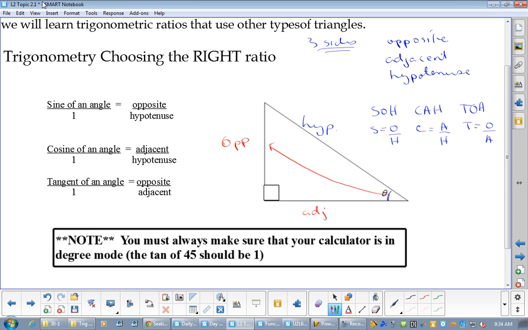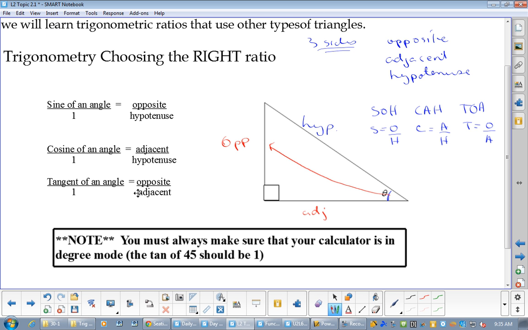Okay? And here it is written out long. The sine of an angle is opposite over hypotenuse. The cosine of an angle is adjacent over hypotenuse. And the tan of an angle is opposite divided by adjacent.